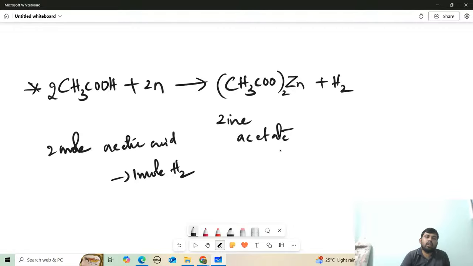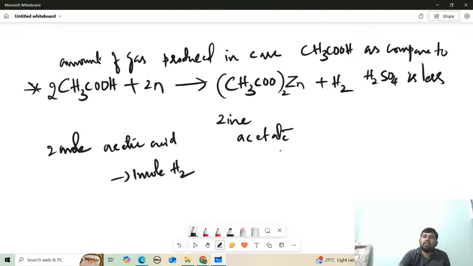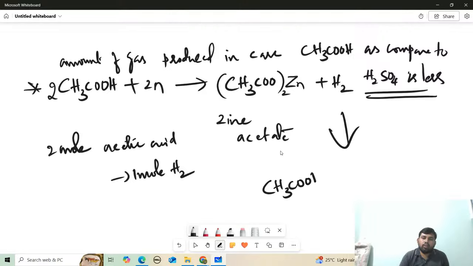One more thing is here. The amount of gas produced in case of CH3COOH, compared to H2SO4, is less. Why, sir, is it less? Because CH3COOH is a weak acid. What does that mean, sir?